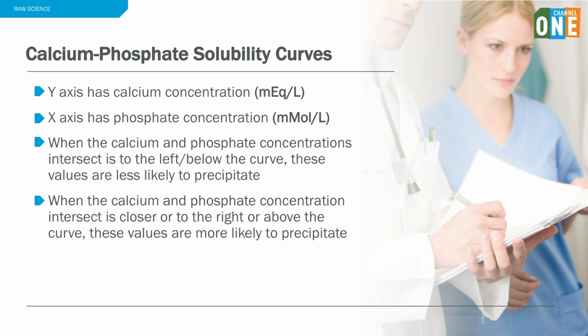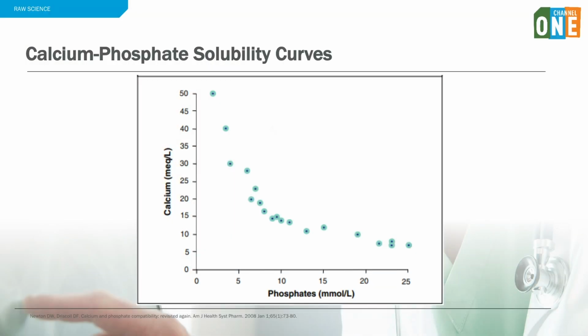And so let's take a look at a couple examples of calcium phosphate solubility curves. And these are from studies that are referenced at the end of this presentation. You can see the plotted calcium and phosphate intersect in blue there. And so you could essentially just plot a line along that. And the closer that you move right toward that line, the higher risk you have for precipitation to occur.